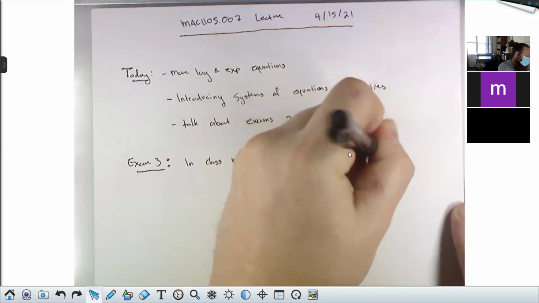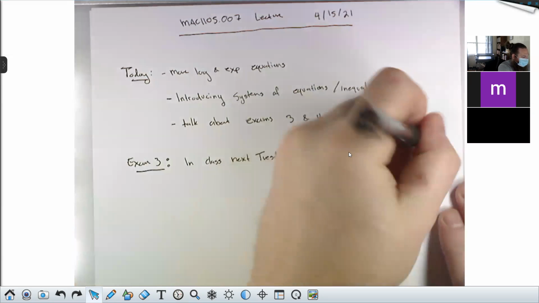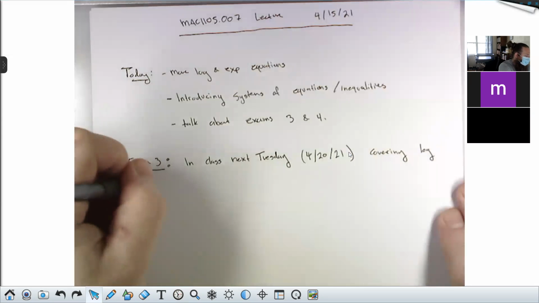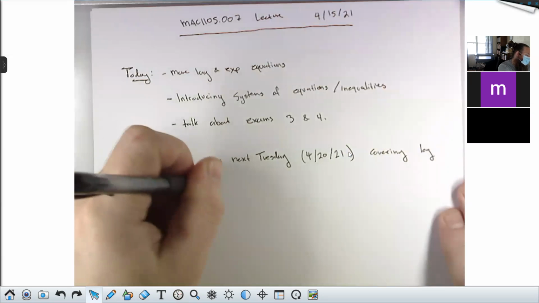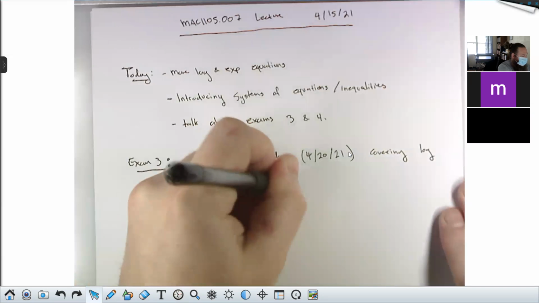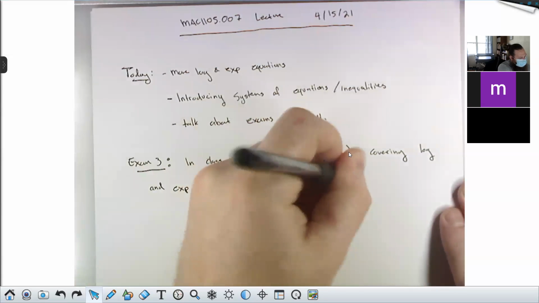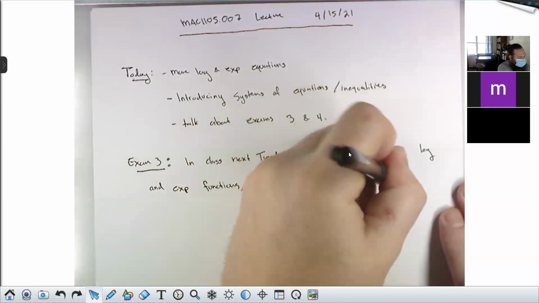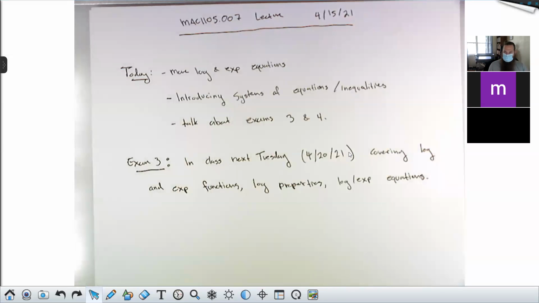And it's going to cover everything from exam 2. So log and exponential functions, log properties, and log and exponential equations. It's our last big midterm. There is one more midterm after it, and that's exam 4.